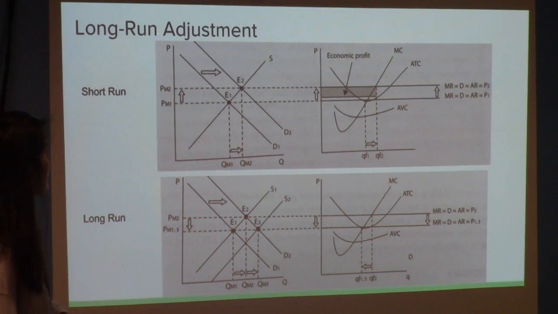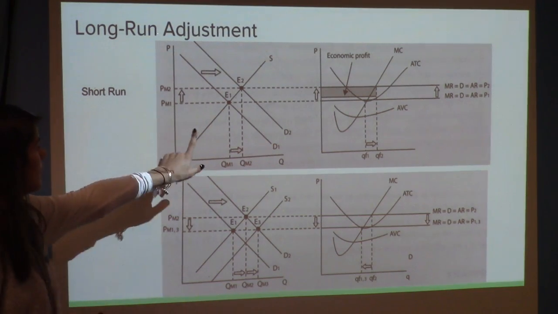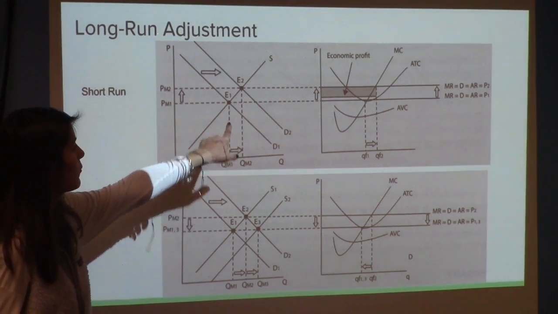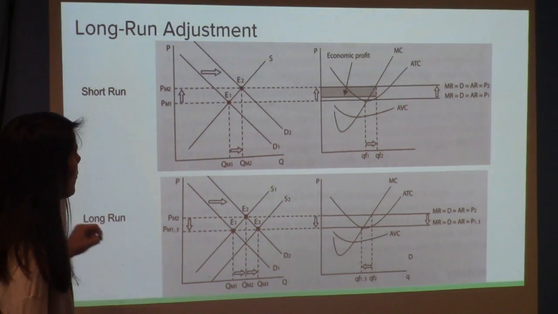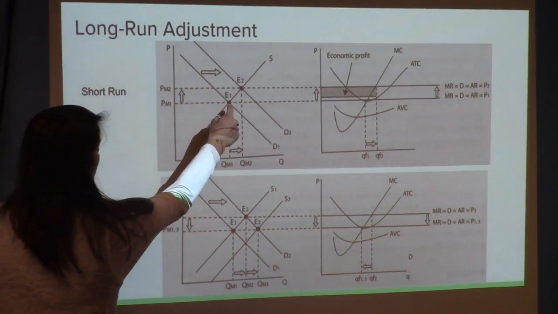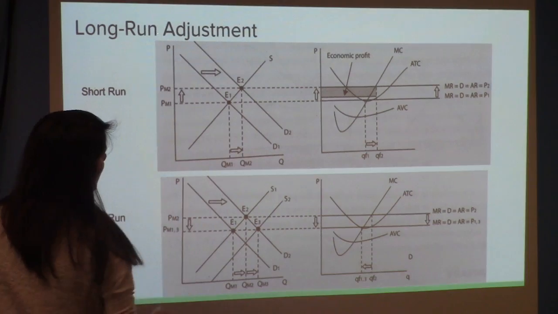So in the long run, let's say that the demand for strawberries increases. So your demand curve will shift to the right. When your demand curve shifts to the right, you see that the price goes up.